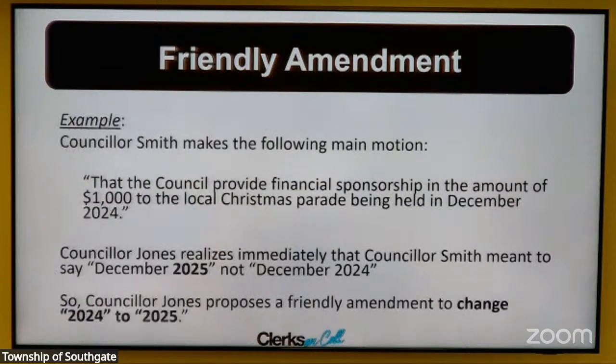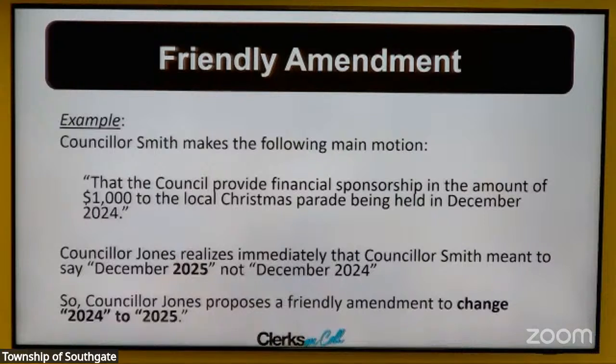So we've got an example here for you. Let's say at a council meeting, Councillor Smith makes the following motion: that the council provide financial sponsorship in the amount of $1,000 to the local Christmas parade being held in December 2024. And Councillor Jones realizes immediately that Councillor Smith meant to say December 2025, not 2024. So Councillor Jones proposes a friendly amendment to change 2024 to 2025. This amendment is indeed friendly because it makes the motion better. It's definitely likely to be adopted, and Councillor Smith isn't likely to just disagree with it. So this is just a simple example of how you would deal with a friendly amendment.